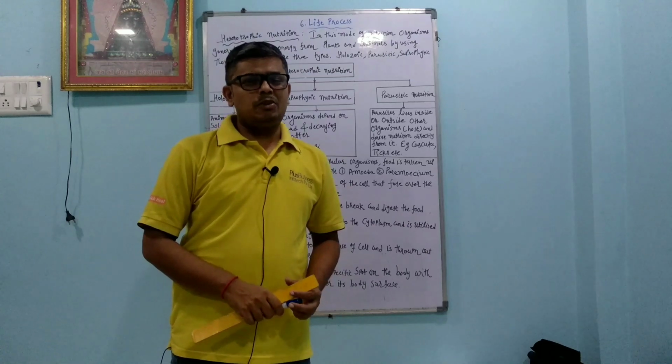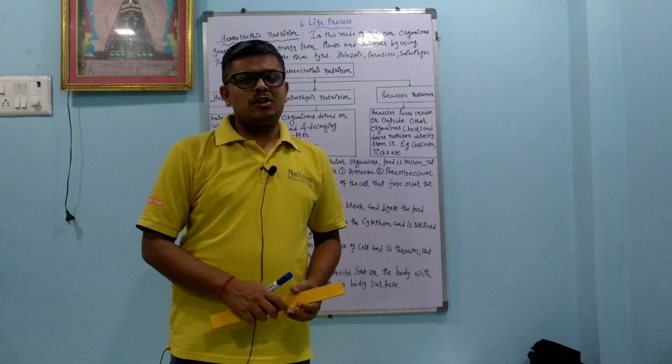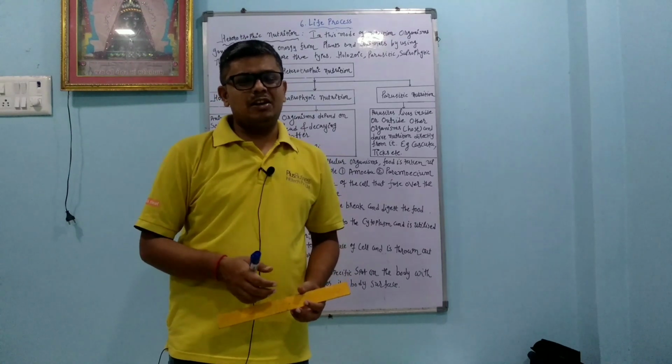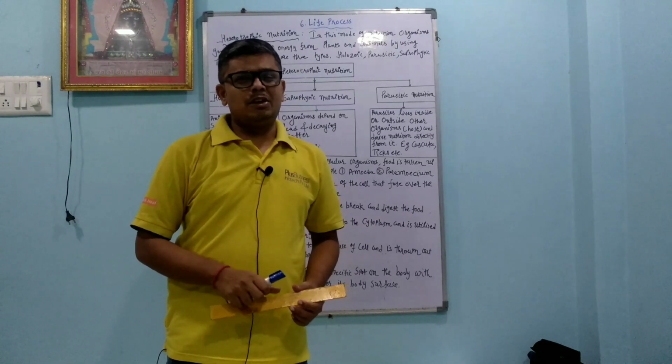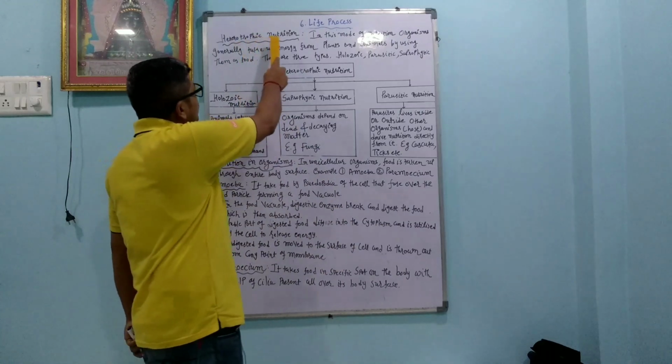So today we are going to learn about the heterotrophic mode of nutrition. In the heterotrophic mode of nutrition, for nutrition, organisms depend on other plants or animals. They are also classified into different categories, and afterwards we will learn about the amoeba and the paramecium. So we will start heterotrophic nutrition.